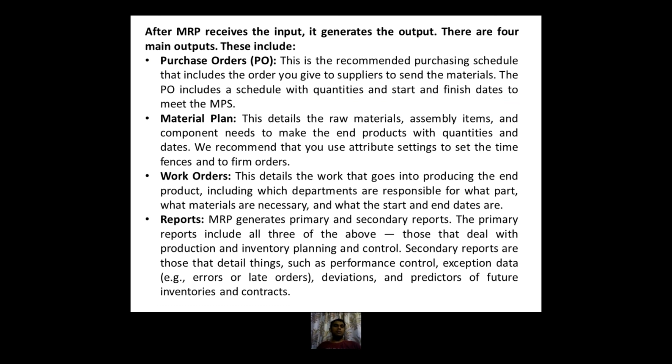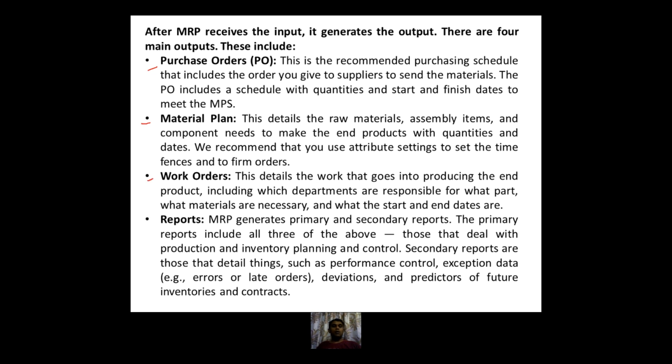We'll discuss these possible outputs, which includes our first POs, which is called as purchase orders. This is a recommended purchase schedule that includes the order you give to the suppliers to send the materials. The PO includes a schedule with quantities and start and finish dates to meet the master production schedule. Second, material plan. This details the raw material, assembly items, and components needed to make the end products with quantities and dates. We recommend that you use attribute settings to set the time fences and to firm orders.